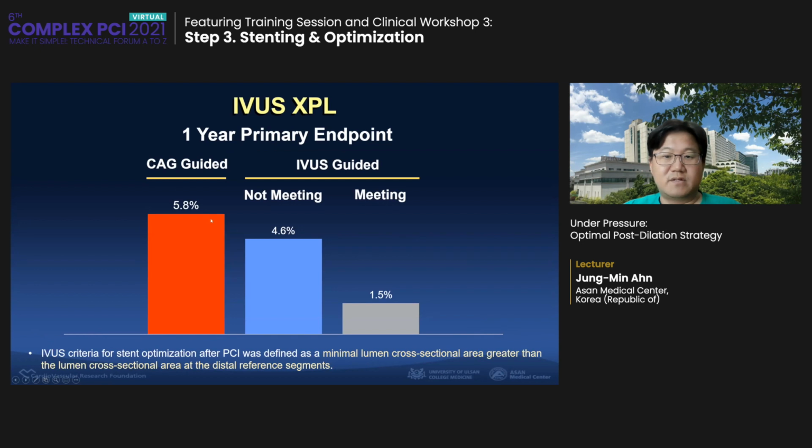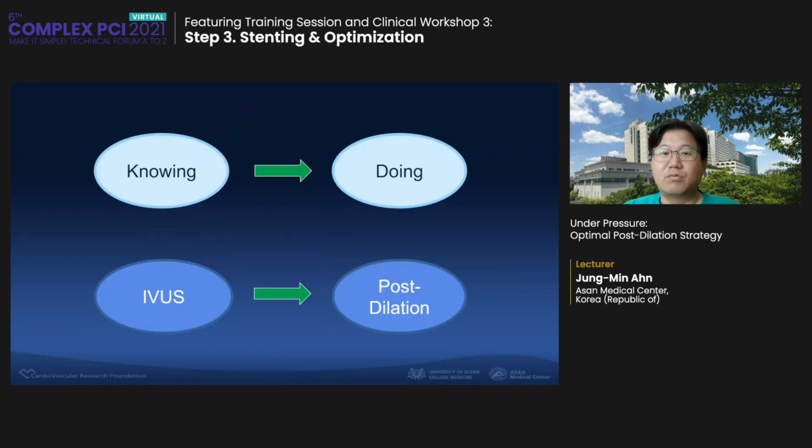So I summarized the graph. In the CAG-guided group, the 1-year primary endpoint is 5.8%. In the IVUS-guided group, it is only 1.5% when meeting the IVUS criteria, but 4.6% when not meeting the IVUS criteria. So why do we do IVUS? Why do we do post-dilatation? We have to decrease clinical events. So we have to do IVUS.